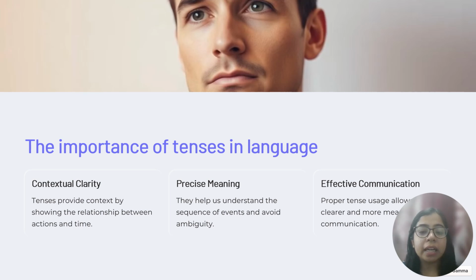Then at last, for effective communication, obviously if you want to communicate effectively, you need to get your tenses right. Otherwise it will be ambiguous, of course.